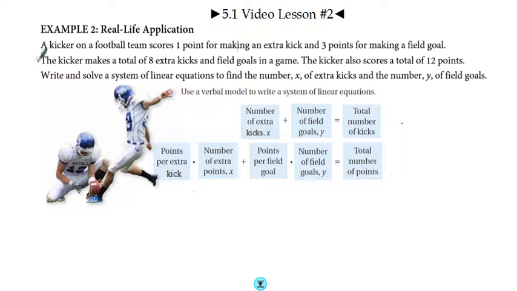So now I would like you to pause the video and try to underline or find any important information that will help you write the equations. Okay? So pause the video, read it again, and underline or circle important information.